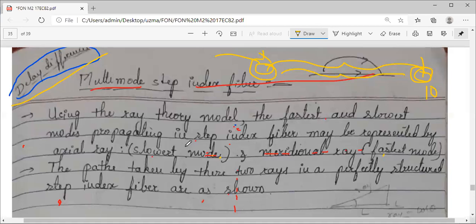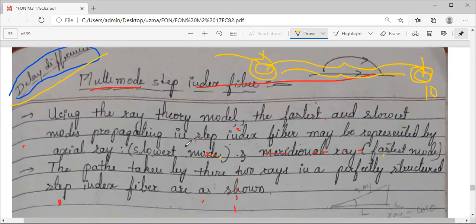Actually, what is expected? All together should reach at the same time, but it is not happening. The different modes, even though velocities are the same, the path, the distance traveled is different, because of which you will be getting different delays. Each mode will reach the destination at its own time. So in order to calculate the delay difference, hope you understood what the delay difference is now.